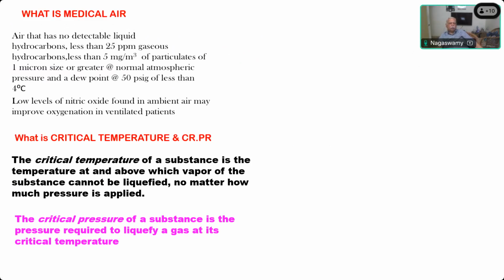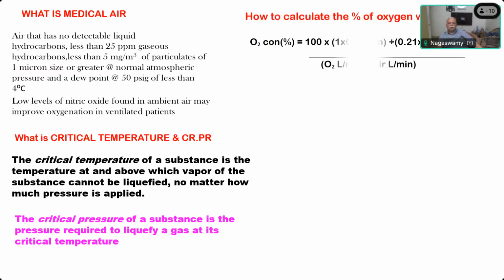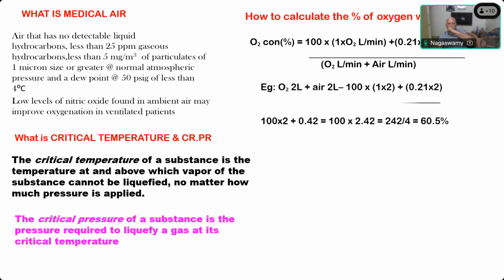Whereas the medical air should be purified, and it should not have these hydrocarbons at more than this level, and particulate matter of more than one micron size should not be there. Low levels of nitric oxide, also found in the ambient air, may improve oxygenation in ventilated patients. Now, how to calculate the percentage of oxygen when you are using air? This is the formula. For want of time, I will rush through this. If you are using 2 liters of oxygen and 2 liters of air, you can calculate it will be roughly about 60.5% oxygen that you'll be using.